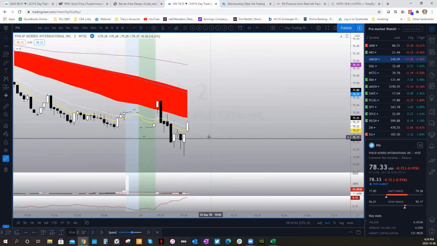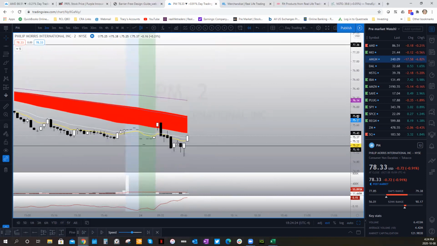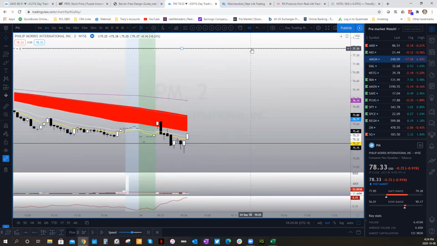I wanted it to hold above this level. We get a double bottom here. That's the signal to go long. And now I have my target set, so I can enter my trade. This is my target, and then I can set it and forget it.